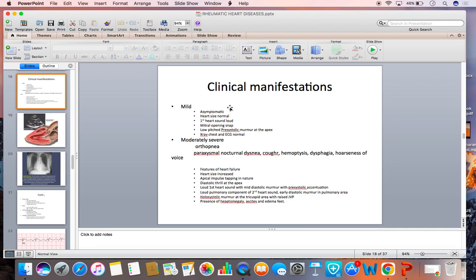Then there could be an early diastolic murmur in the pulmonic area. What is the name of that murmur? Graham Steell murmur.